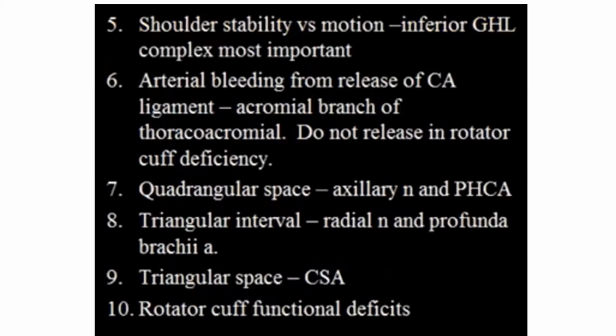Shoulder instability, motion. Yeah, of course, the most important ligament is the inferior glenohumeral complex. Arterial bleeding from the release of the coracoacromial ligament comes from the acromial branch of the thoracoacromial artery; do not release the rotator cuff deficiency. Quadrangular space, you have to know it. Triangular interval, triangular space, and rotator cuff. You have to pay attention.